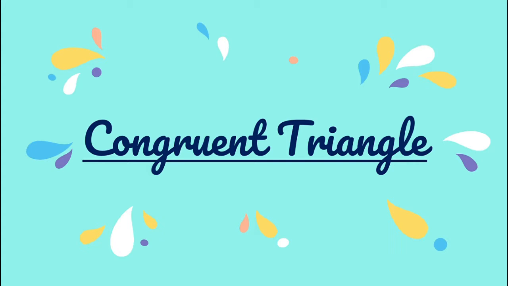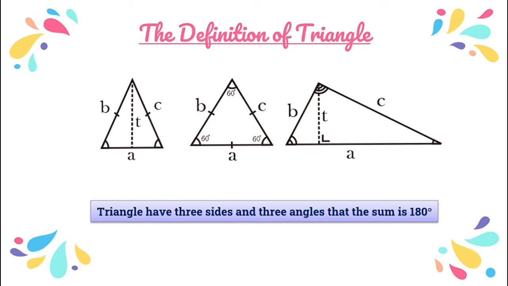In the last session, we learned about square and rectangle. And now, the material is about congruent triangles. Are you ready? Okay, the first is the definition of triangle. We know that a triangle has three sides: 1, 2, 3, and the sum of a triangle's angles is 180 degrees.